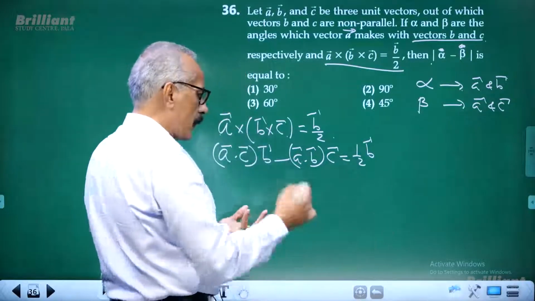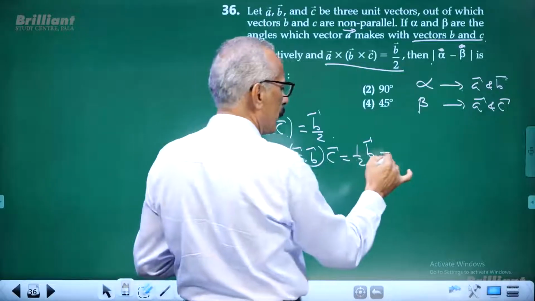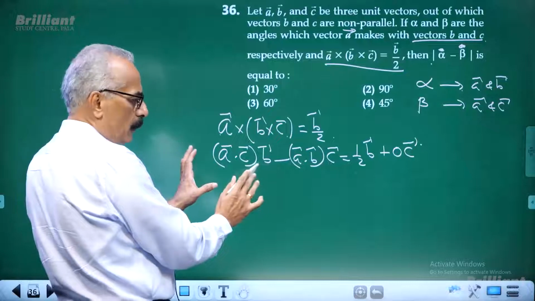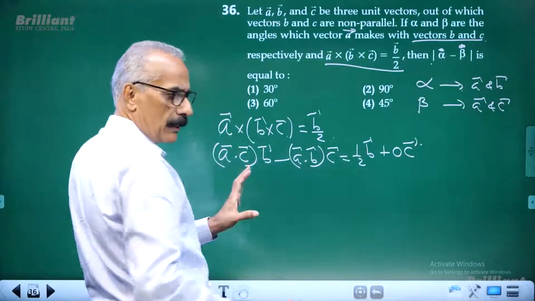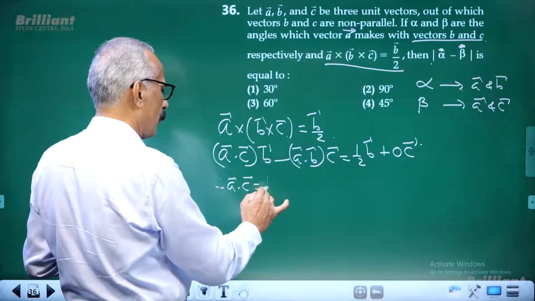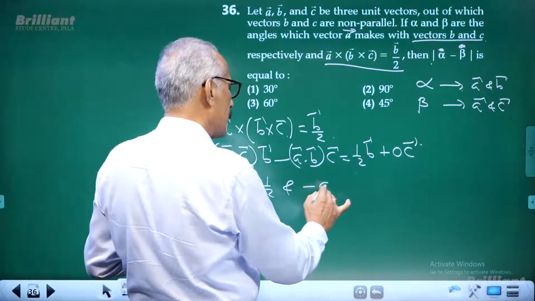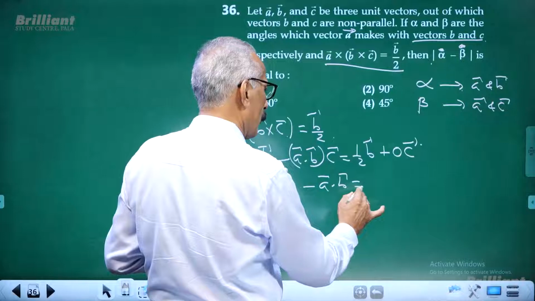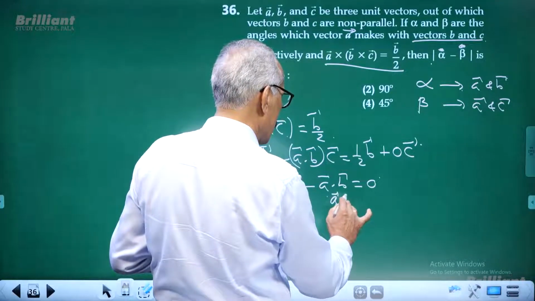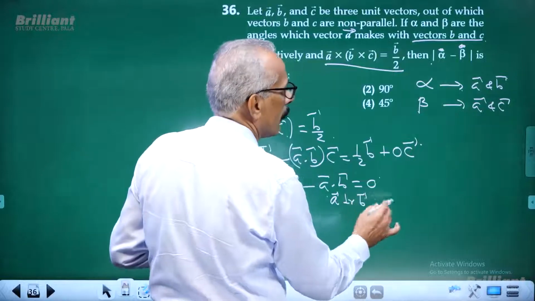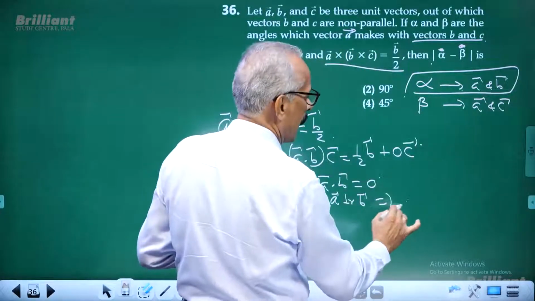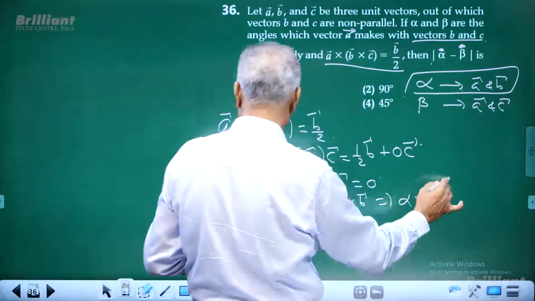There is no C at all on the right side. Left side there is a C. It means 0 C. Compare the coefficients. It's a linear combination of B and C, right side also a linear combination of B and C. Therefore, A dot C is equal to 1 by 2 and minus A dot B equal to what there? 0. What is meant by A dot B equal to 0? That is A is perpendicular to vector B. Angle between A and B is equal to 90 degree. This implies alpha is equal to 90 degree.